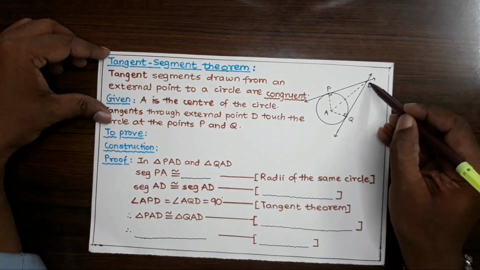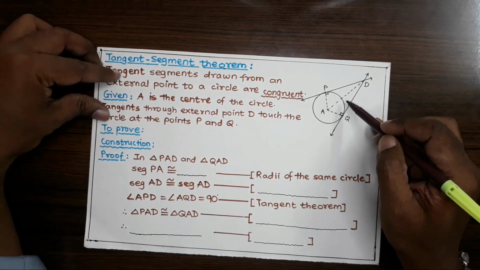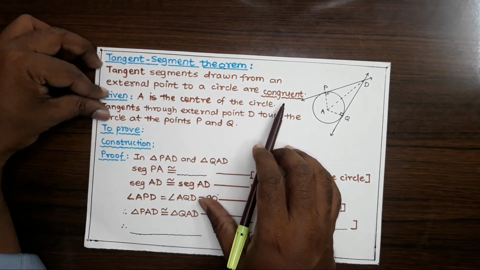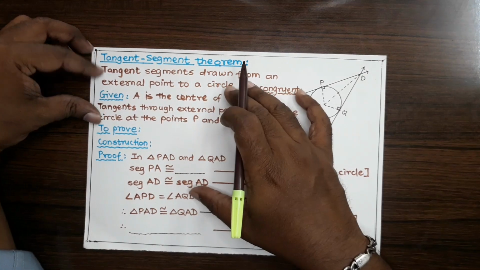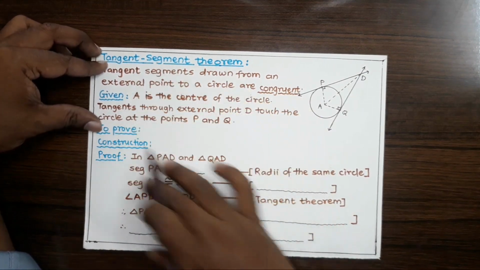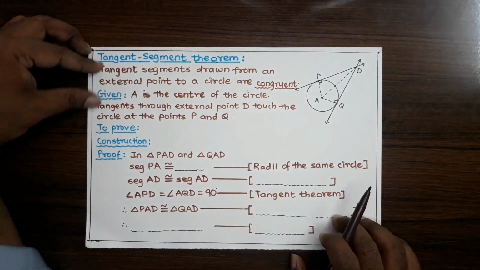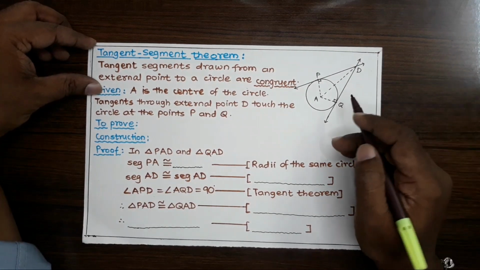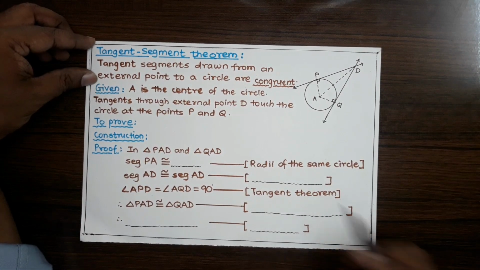So the tangent segment theorem states that tangent segments, that is DP and DQ in this figure, drawn from an external point to a circle are congruent. Now this theorem is important, and in the form of an activity they are going to ask you to solve problems based on the tangent segment theorem. Now let's see the proof of this theorem.